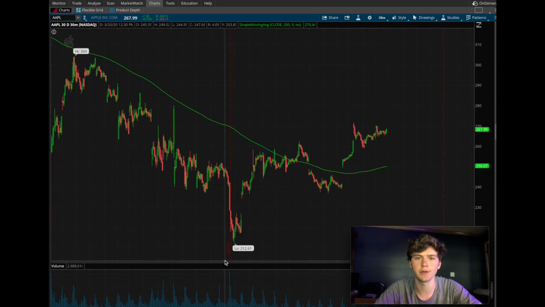So the first term we're going to be covering today is a gap. And all a gap is basically a sharp movement in one direction or the other. And it normally happens after hours.